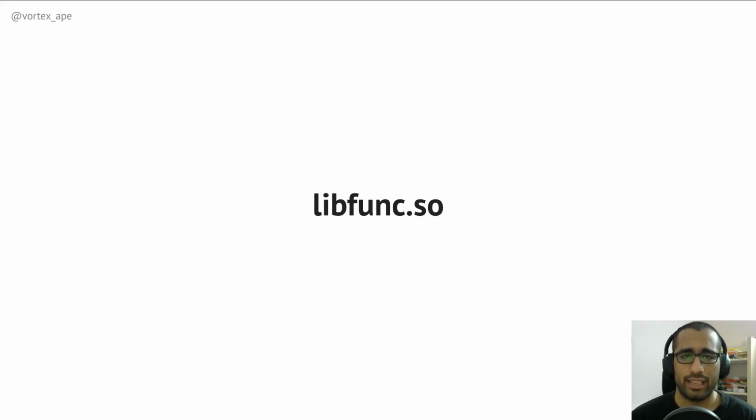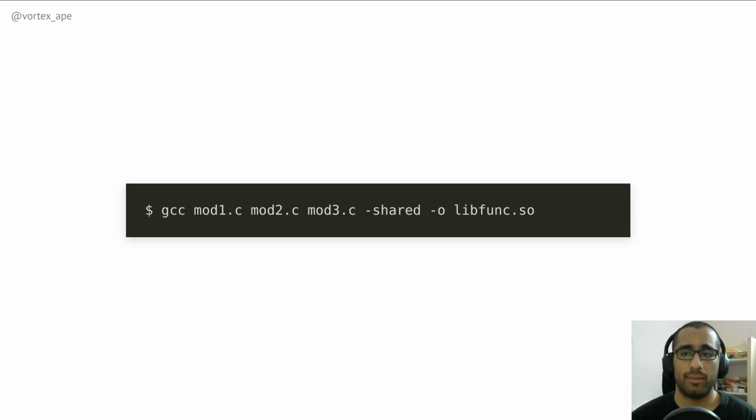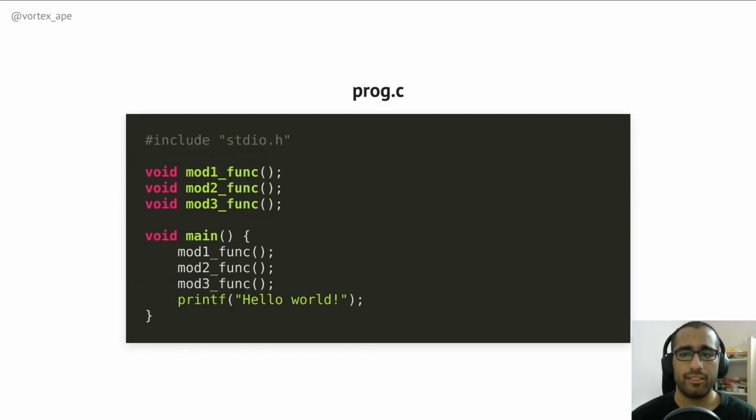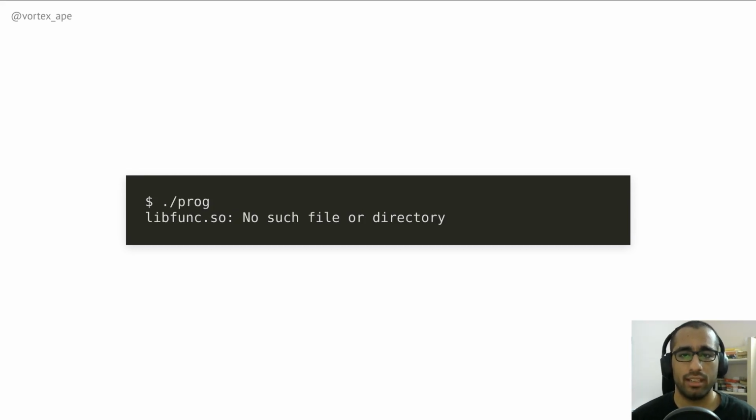Let's write our own simple shared library on Linux. Let's say we have three different files, mod1.c, mod2.c, and mod3.c, which contain three functions that print some strings. We can compile all of them into a shared library called libfunc.so by passing the shared option to GCC. Now let's say we have a program which expects to call these functions one by one at runtime and then print hello world. We can create an executable for it and link it with libfunc.so like this. And when we execute it, we get an error. It says that the dynamic linker can't find any libfunc.so. Yeah, that's because our current directory where libfunc.so is located is not one of the default directories that the dynamic linker looks into.